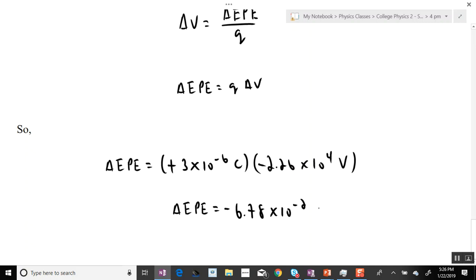All right, what's the units? I didn't really go over the units, but it's going to be newtons times meter. No, newtons times meters, yeah, that's true. But anytime you see an energy, it's joules, right? Yeah. So it's negative 6.78 times 10 to the minus 2 joules.